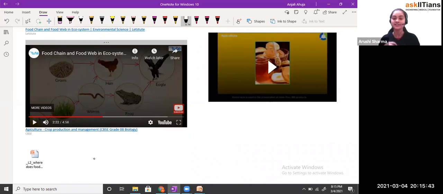Okay, so that's how, students, a series of organisms depend upon each other for their food survival. For the flow of energy, we call it a food chain. And when food chains get interconnected with each other, then we call it a food web. Okay.